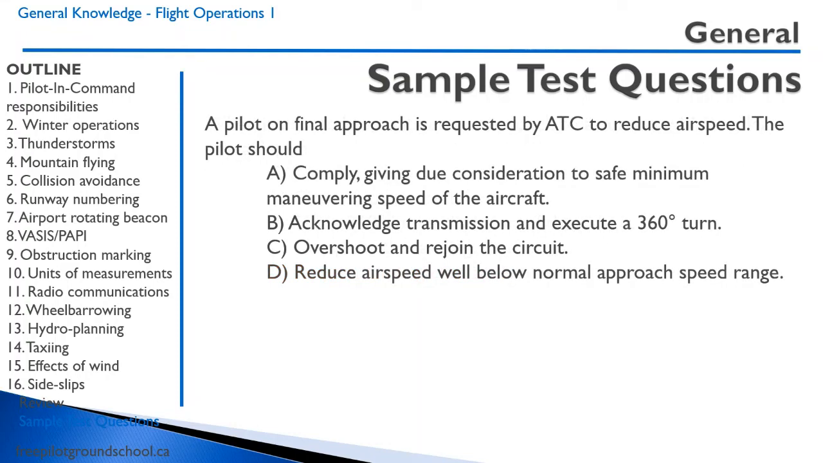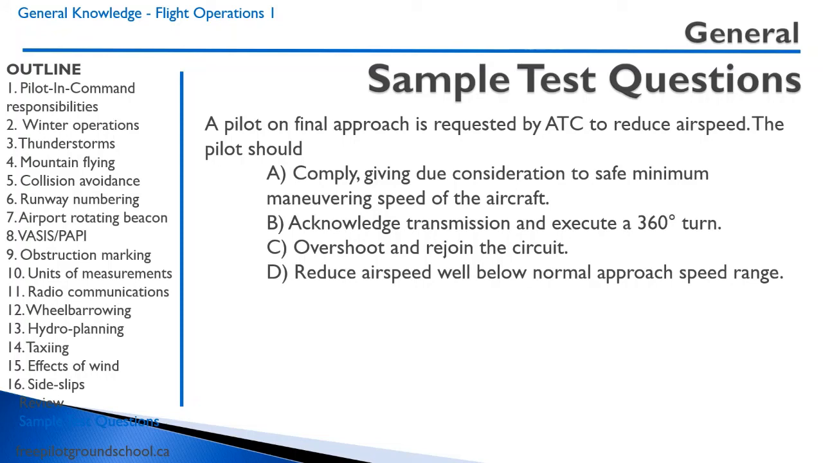A pilot on final approach is requested by ATC to reduce airspeed. The pilot should A, comply, giving due consideration to minimum maneuvering speed of the aircraft. That sounds pretty good. Let's continue reading. B, acknowledge the transmission and execute a 360 degree turn. No, of course not. That just sounds silly. They asked me to slow down, not do a 360. C, overshoot and rejoin the circuit. No, why would you do that, that would be silly. D, reduce airspeed well below normal approach speed range.